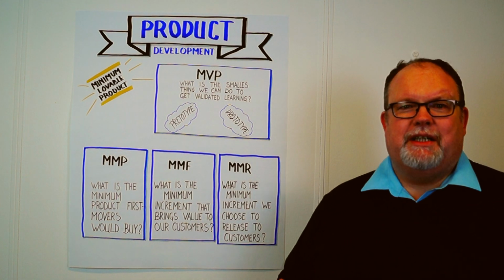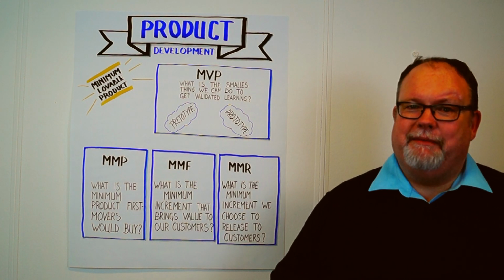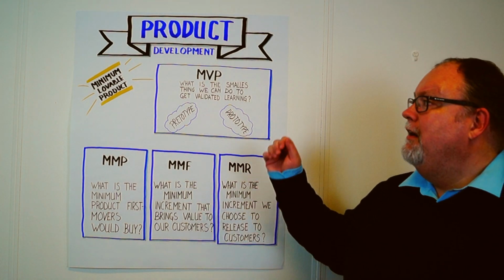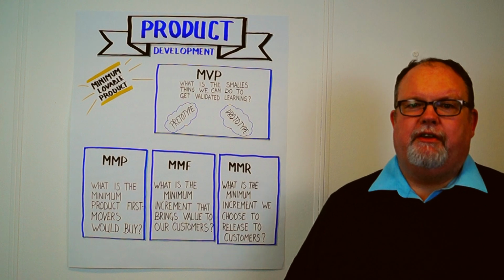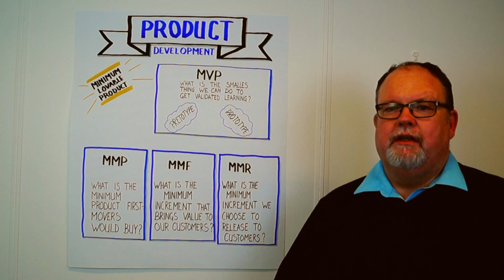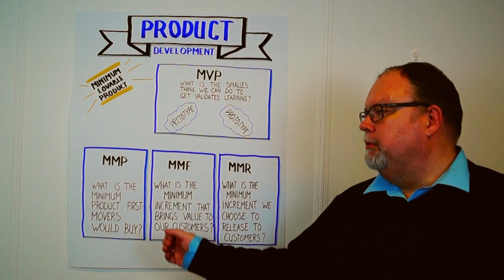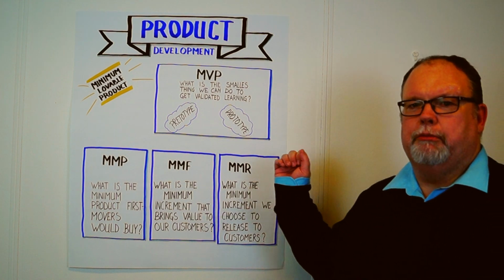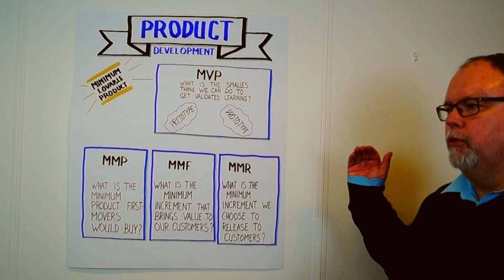Now, those were the concepts I chose to bring up this time. So we covered the minimum lovable product, the minimum viable product, the minimum marketable product, the minimum marketable feature, and minimum marketable release.